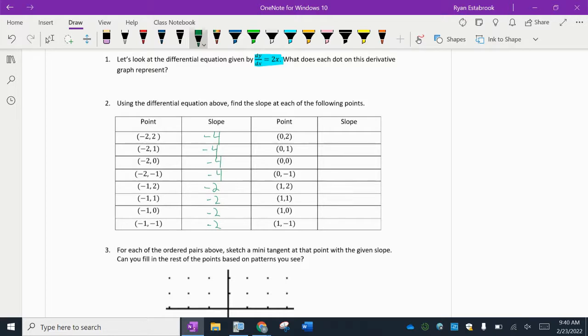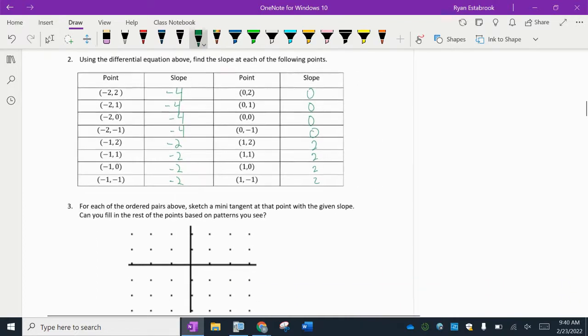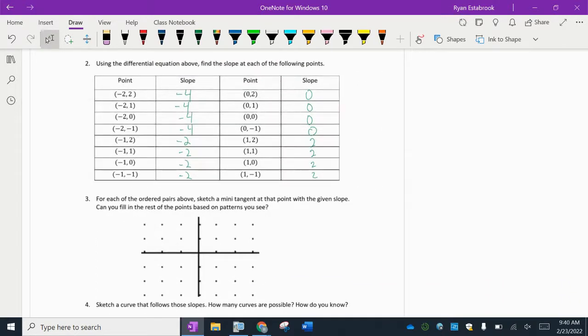Going to the other column, what is going to be the slope at the point (0, 2)? So 0, 0, 0, 0. One more set of points. What's going to be the derivative, the instantaneous rate of change for all these points? 2. Okay, so now we're going to take this and put it onto this kind of dot graph for the slope fields. So this is finding the slope of a graph at a specific point.